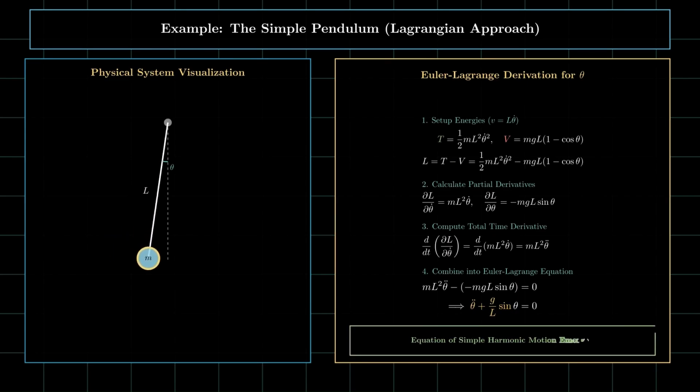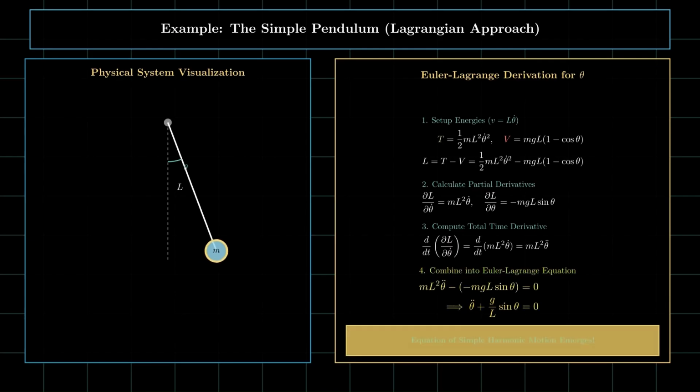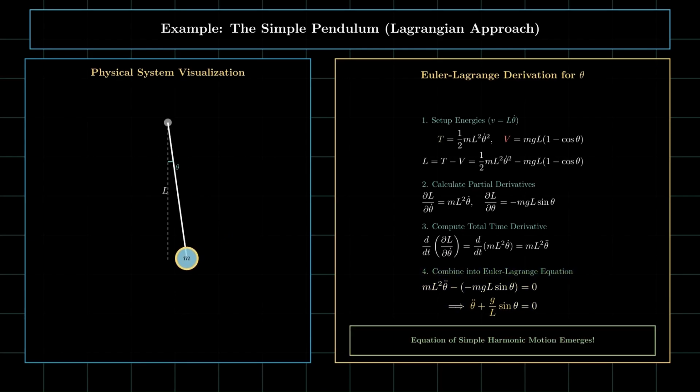Apply the Euler-Lagrange equation for theta. The partial with respect to theta dot is m L squared theta dot. Its time derivative is m L squared theta double dot. The partial with respect to theta is minus mgL sine theta. Subtracting the two yields, m L squared theta double dot plus mgL sine theta equals 0. Dividing by m L squared gives theta double dot plus g over L times sine theta equals 0.